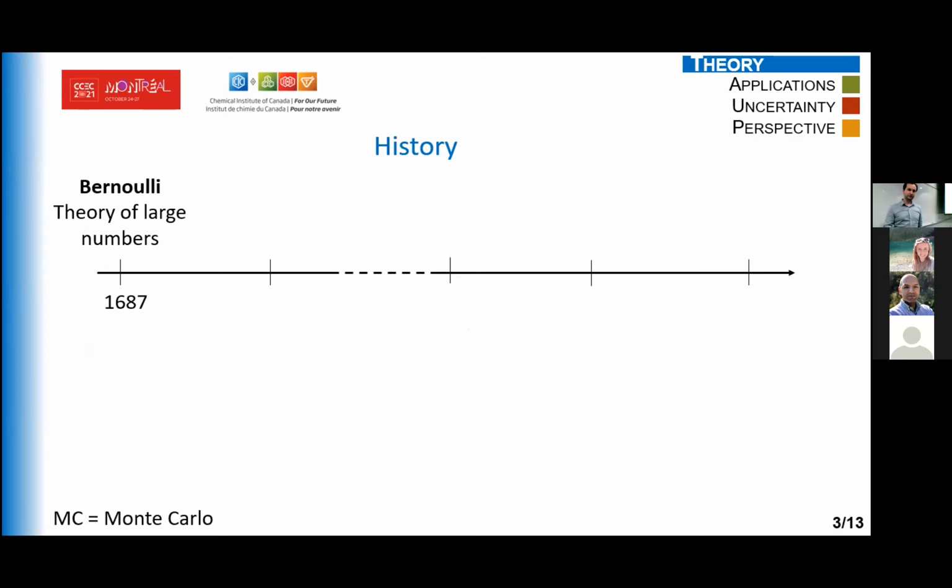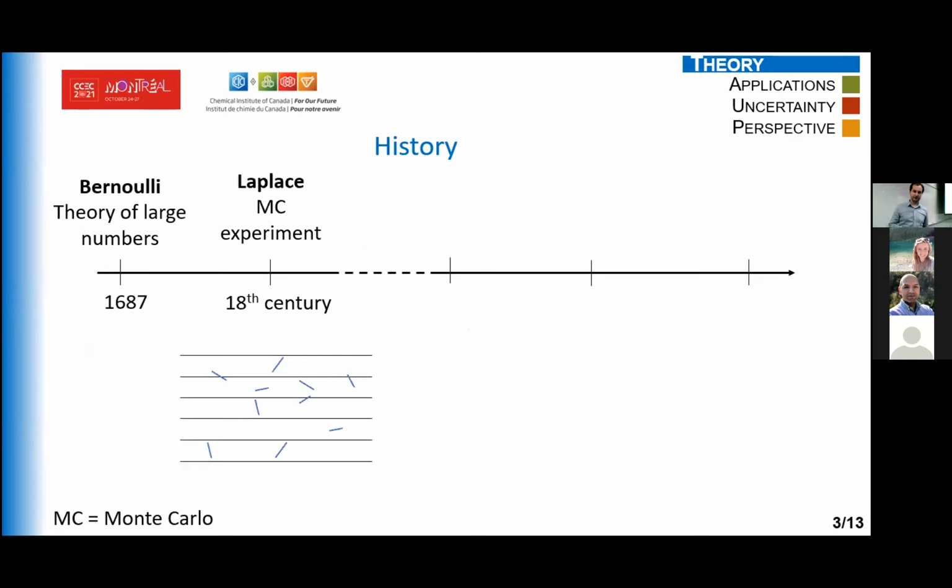So very briefly, I wanted just to show the big names that actually worked on developing these types of techniques. So we start from Bernoulli with the law of large numbers, followed around a century later by Laplace, who developed the first Monte Carlo experiment, documented at least, where he just threw some needles and was able to evaluate pi.